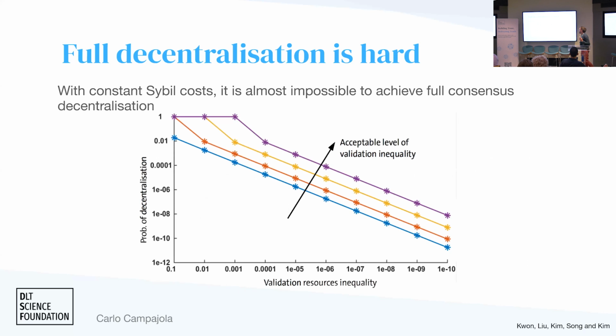Now, let's keep talking about Sybil costs for a moment. This is a paper that came out in 2019, and it's about the probability that you actually end up with an acceptable level of decentralization if you have constant Sybil protection costs and Sybil protection rewards, based on some parameters. Here you have your validation resources inequality. If you go to the right of this, you have more inequality in the resources that are available to validators to validate their blocks.